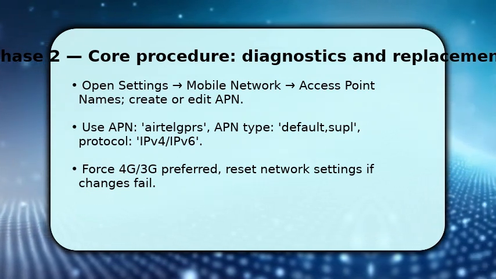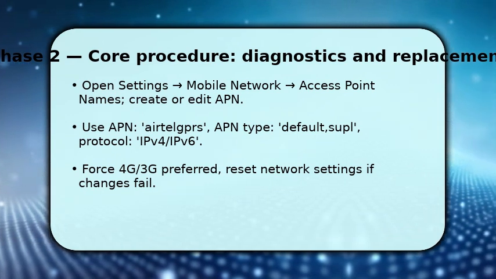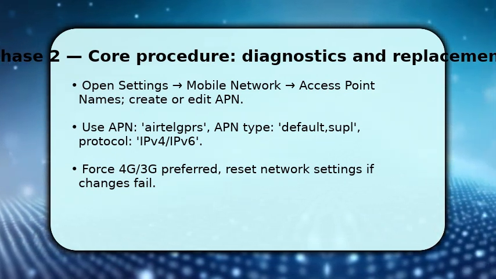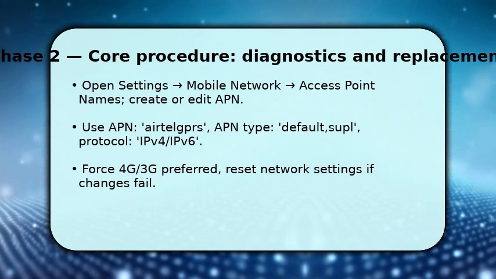If changes don't apply, reset network settings to clear corrupted profiles. This removes saved Wi-Fi and Bluetooth, but solves stubborn misconfiguration.